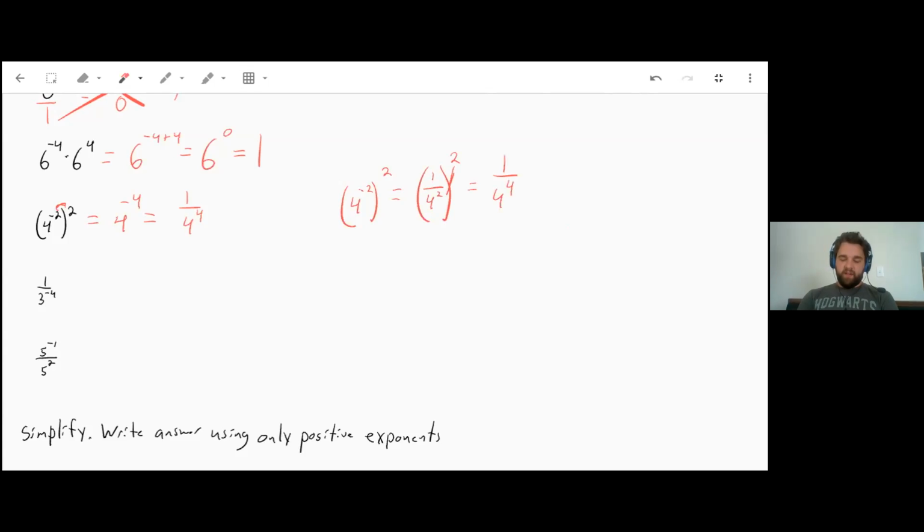Now, 1 over 3 to the negative fourth, to get rid of that negative, we have to take the reciprocal, and we'll get a 3 then to the positive fourth.